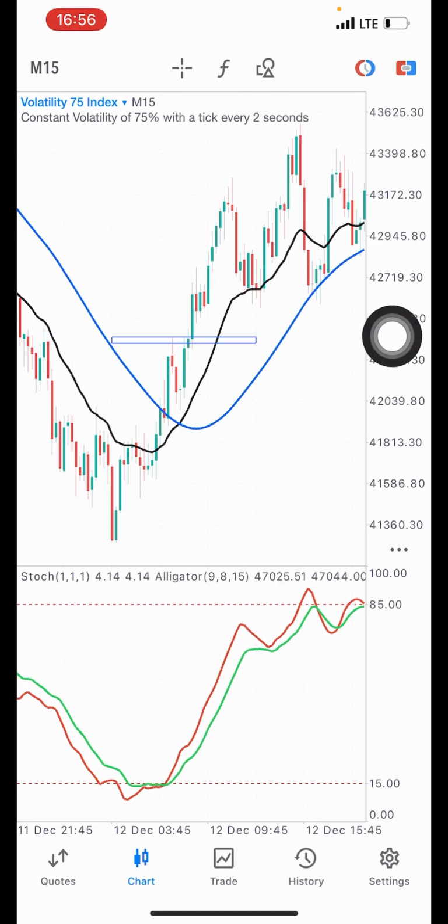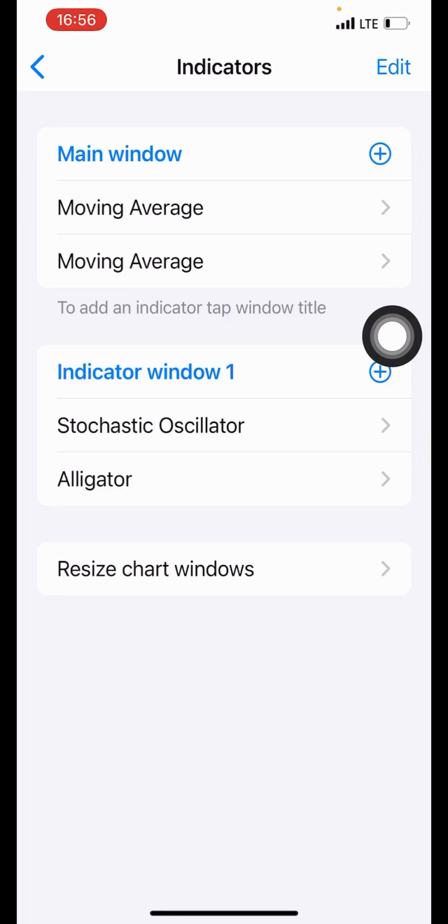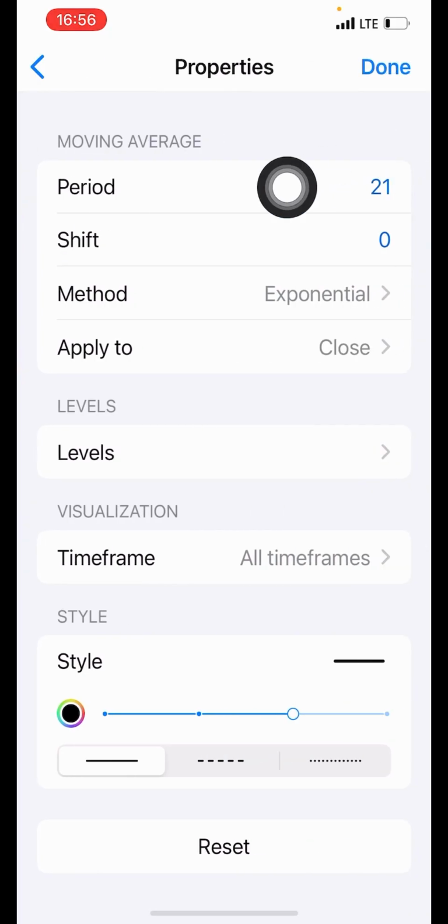So you click on this F icon. After clicking on that, you can see that we have two moving averages here. For the first one, you click on the main window plus icon, then you search for your moving average. These are the properties for this one. The period is 21, shift is 0, method is exponential, apply to is close, the level you leave as it is, time frame is all time frames, the style you make color black, 3 pixel, you click on done. That's that for that.